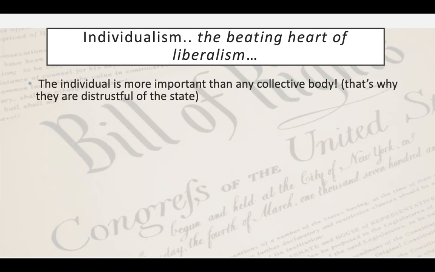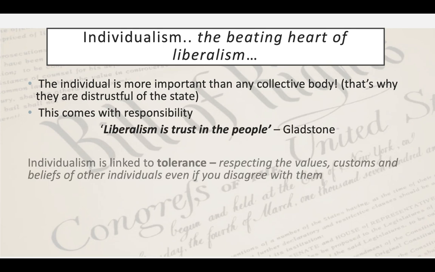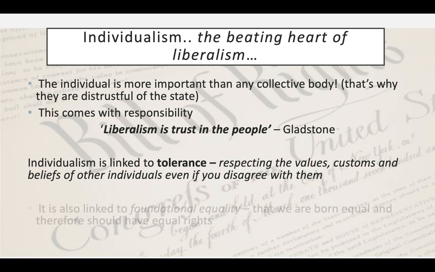Linked, of course, to the idea of the individual. So this is the beating heart of liberalism, and it shows the real contrast of liberalism to the other ideology that you're doing on socialism. The individual is the most important thing ever, and that's why you can't have a very strong government. It's also linked to the idea of tolerance, that the individual should be allowed to get on with what he or she wants to do without other people interfering, and that obviously, because you're rational, you're going to allow other people to do the same thing as well.